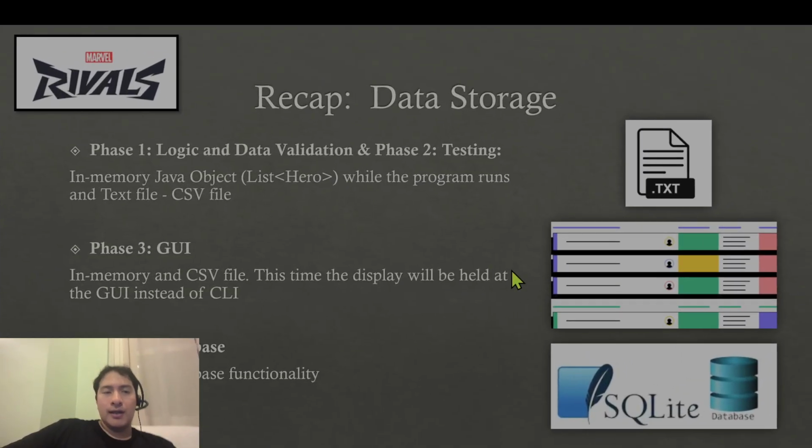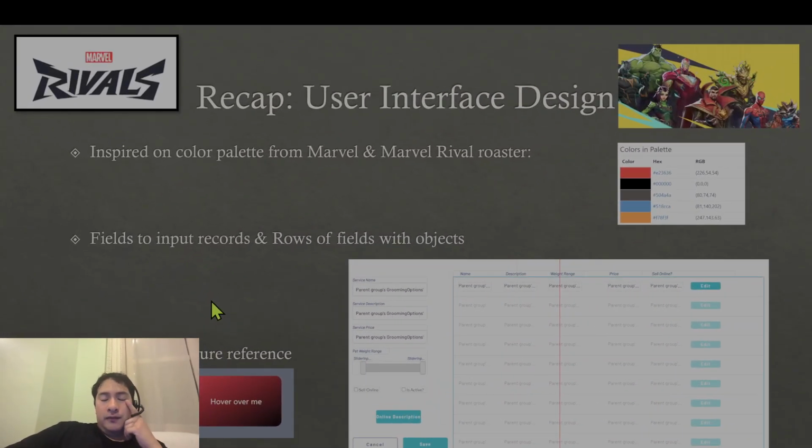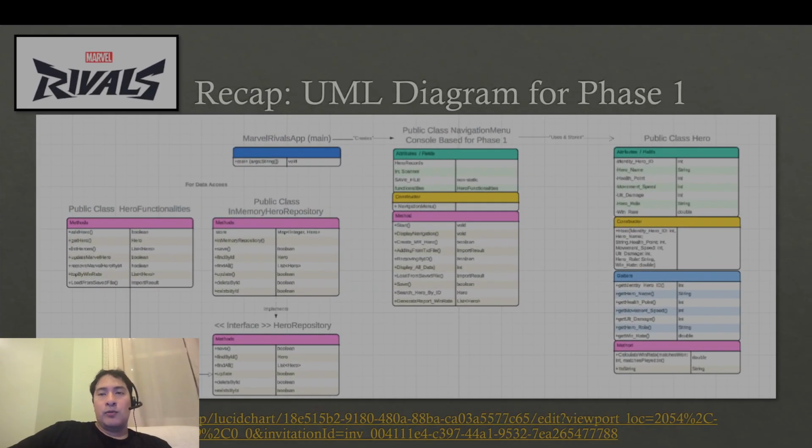So to recap, phase 1 is logic and data validation testing, then we are going to incorporate the GUI. At the end, we're going to incorporate a database. For the interface I want something clean, looking for gaming, so I want to use some Marvel Rivals colors and a hover-over function as well. This is the UML I created for phase one, and here's the link to it.